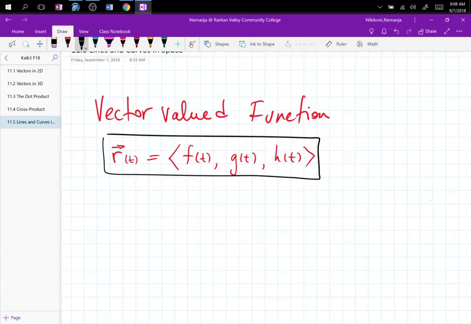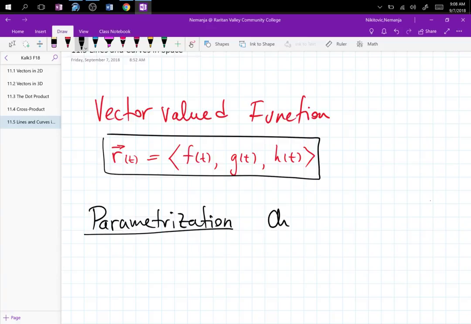Parametrization is very important throughout the entire Calculus 3, and if you're not able to do parametric equations, you are pretty much done with Calc 3. So let's talk about that. Let's review parametrization so that we can go on with the course. Parametrization is chapter 10, lecture 10.1 in your textbook.